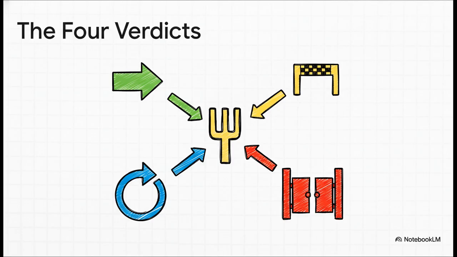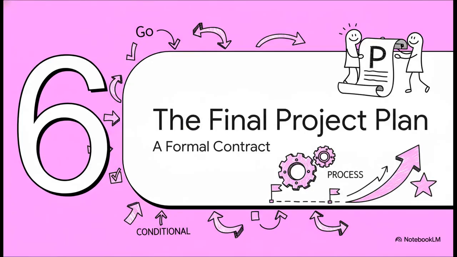And here's something you really need to internalize for the exam. A no-go is not a failure. I'll say that again. A no-go is a success of the process. It means you just saved your company a ton of time and money by stopping a bad project before it started. That's good management. So let's say we get a go, or maybe a conditional go.